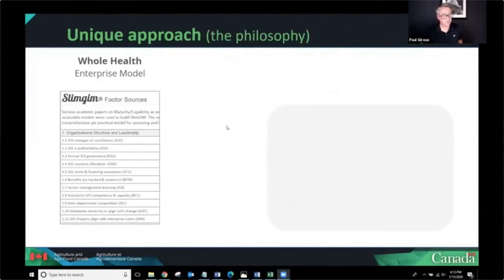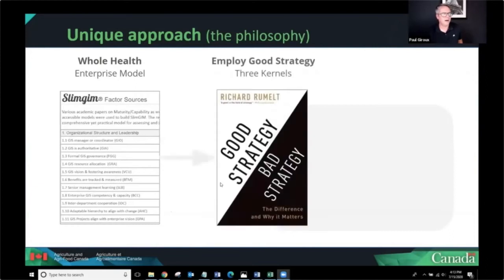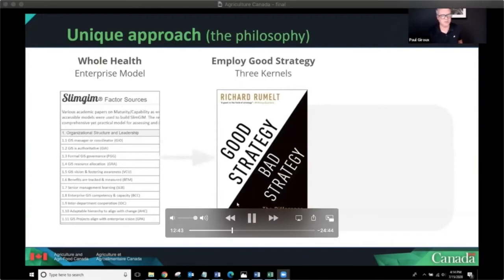So the approach we're taking is to use the maturity capability model to do a whole health measurement. This is like going for a blood test. If you're trying to diagnose your issues, you need to measure a bunch of things. What we do with that information is employ good strategy. There's a book we follow, Good Strategy, Bad Strategy, which basically tells you how to focus on what's important. For the past 20 years, we've kind of gone off on a tangent with strategy, and this book helps us rein in as a group what we're going to do.